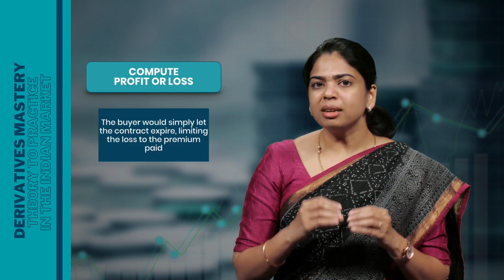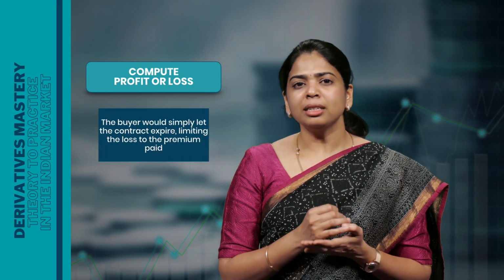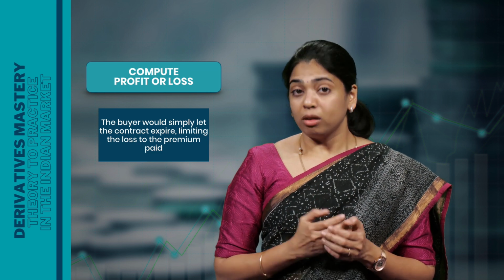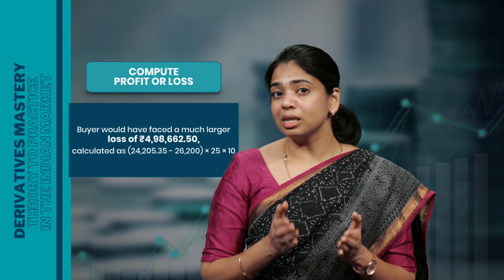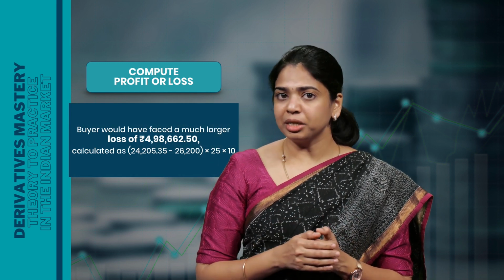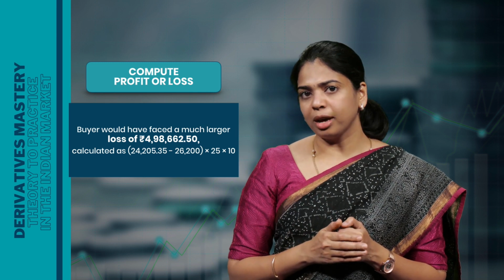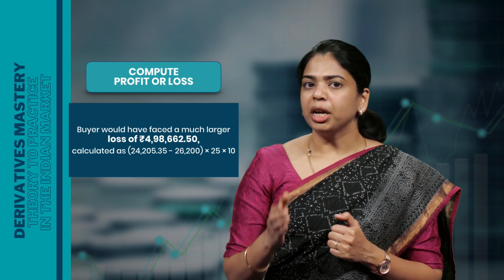24,205.35. In such a situation, do you think the buyer would exercise the contract? Of course not. Why would someone choose to buy the Nifty index at 26,200 when it is available in the market for just 24,205.35? So as a result, the buyer would simply let the contract expire, limiting the loss to the premium paid. Or otherwise, the buyer would have faced a much larger loss of 4,98,662.50, calculated as 24,205.35 minus 26,200 into 25 into 10.